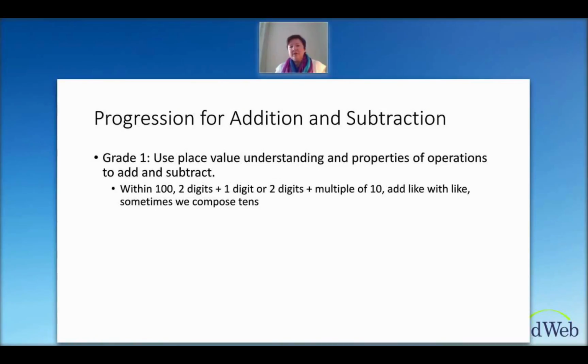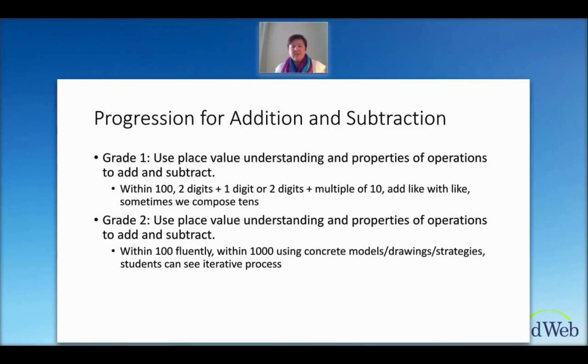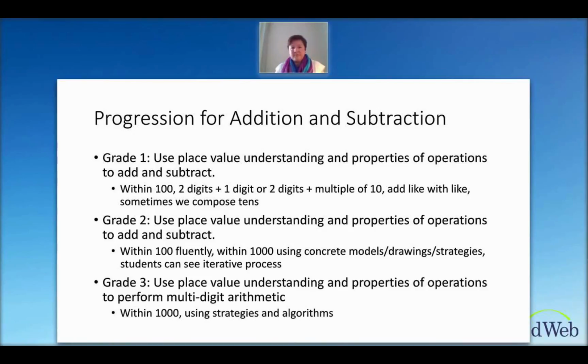So when do we have to do this? You'd be surprised. In first grade in much of the US, we're adding and subtracting within 100. Like with like, we might be composing tens a little bit. Second grade, we're pretty fluent within 100. We're working with concrete models and strategies within 1,000, so kids can see that what I did as I moved from ones to tens, I do again as I move from tens to hundreds, that iterative nature of the process.